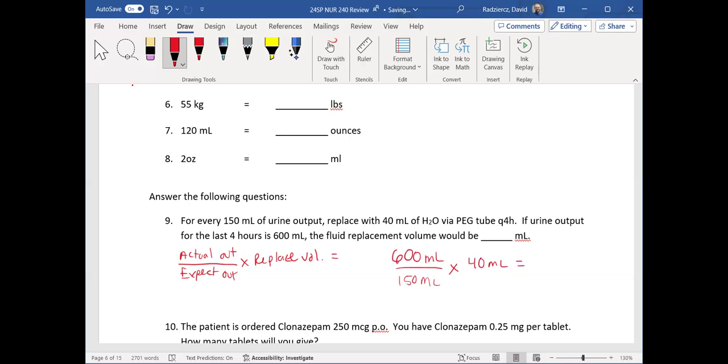This problem is a little bit tricky to do in the purest sense for dimensional analysis. You can do it. It's just that everything's in milliliters, which makes it seem odd. But you just set it up like that. So you're going to take 600 times 40 divided by 150. And then you're going to get a replacement volume of 160 milliliters.